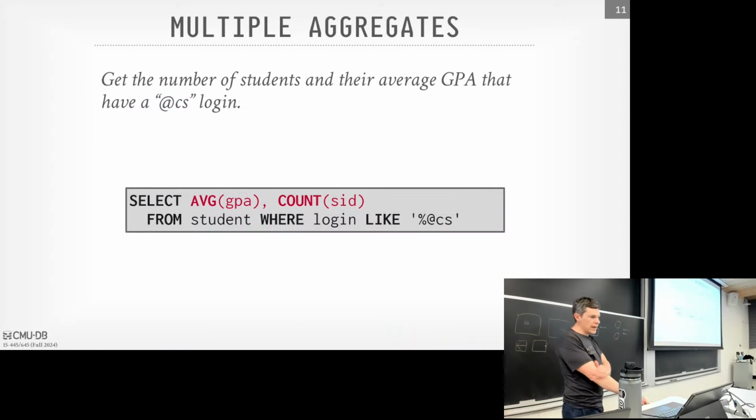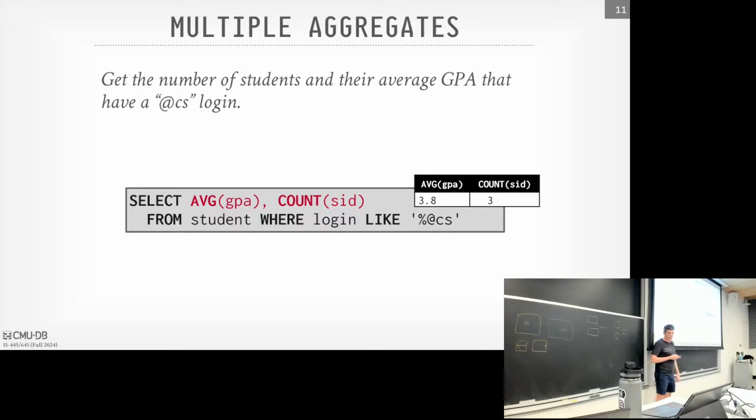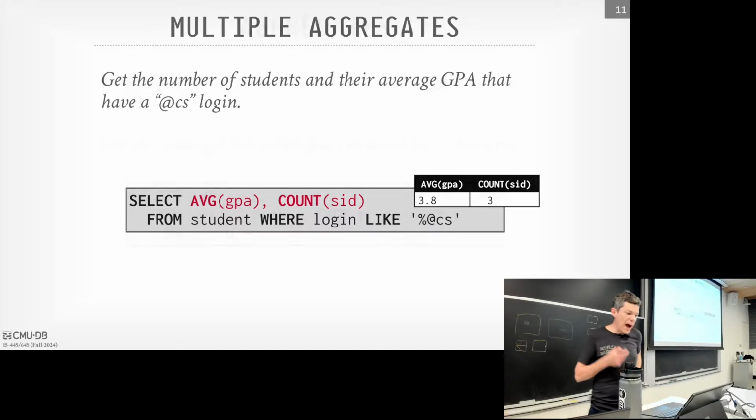So say now we want to get the number of students and their average GPA that have an @CS login. You can put multiple aggregates in here. So we can get the average GPA and then count the number of students, and we'll get an answer like this. All pretty simple. But now we need something more complicated.